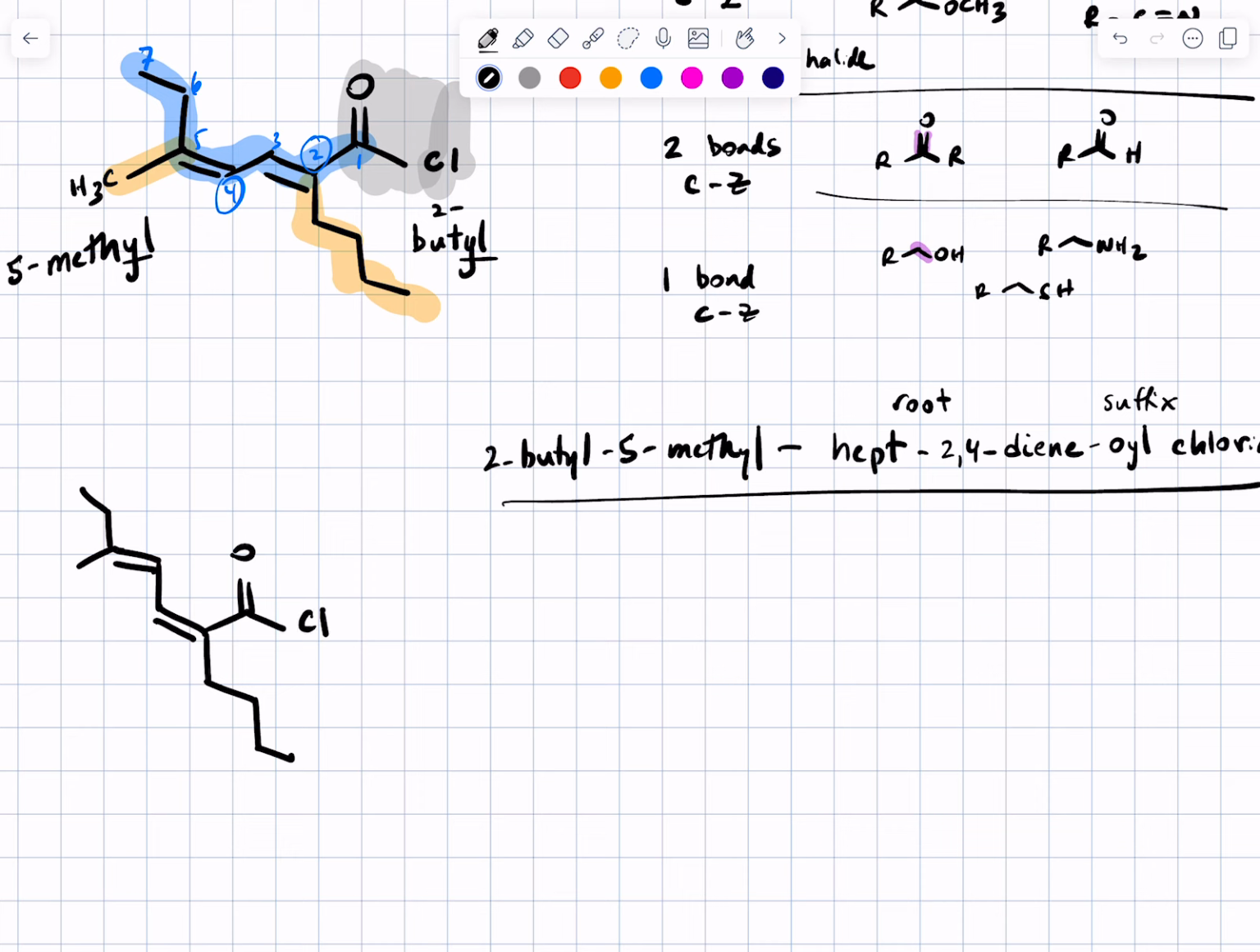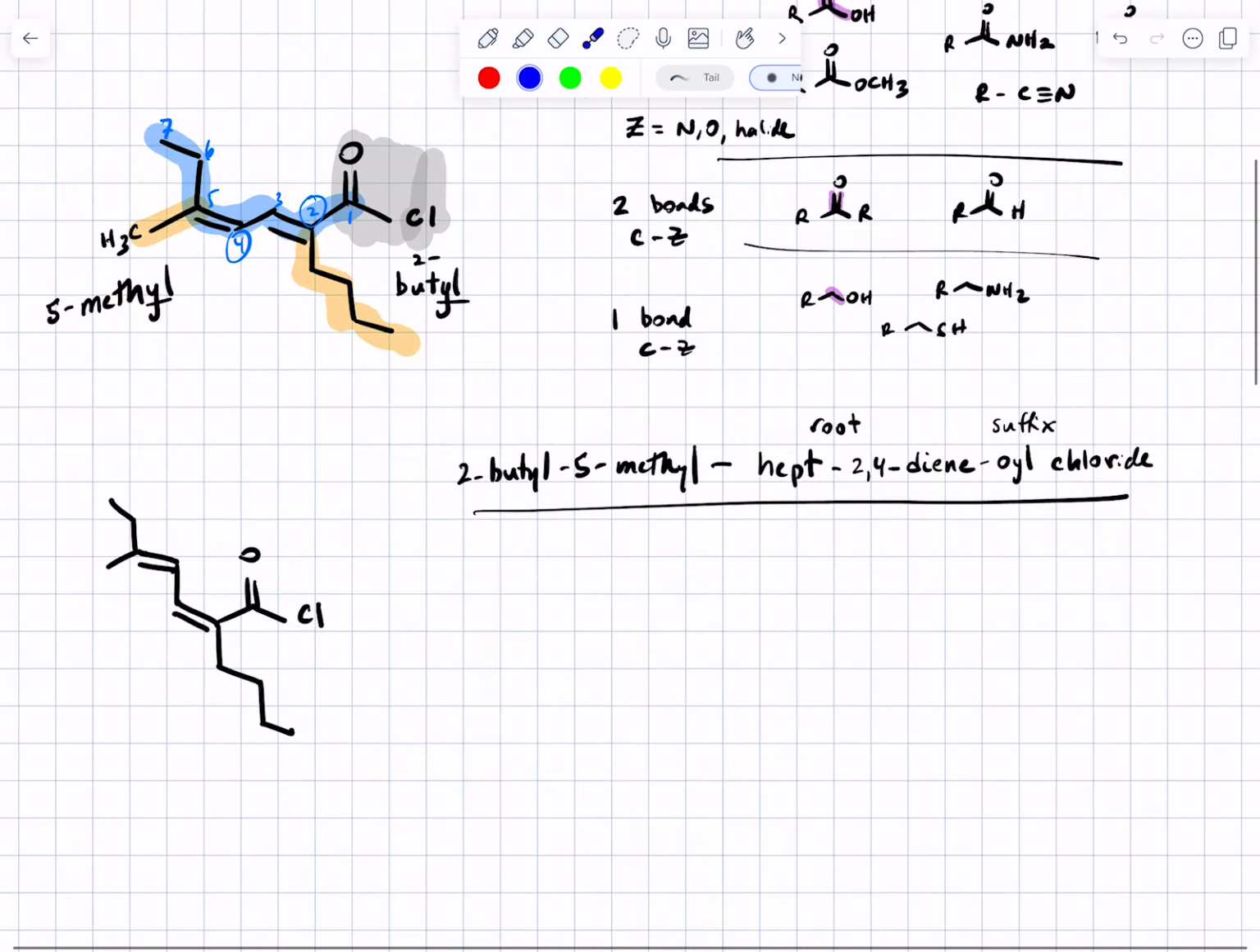Remember how we talked about how you can't rotate around pi bonds, around double bonds, because that would break the pi bond. It would destroy the side-by-side overlap of p orbitals. You can't interchange these two compounds by simple rotation around this bond. The same is true for this one. So if we don't have any other word in the name here, we can't tell whether we meant this one or this one.